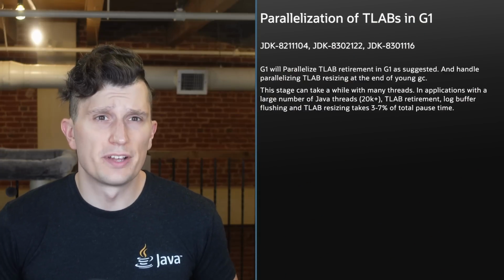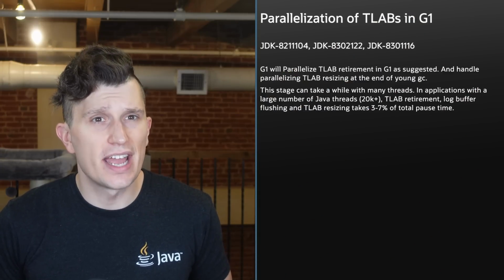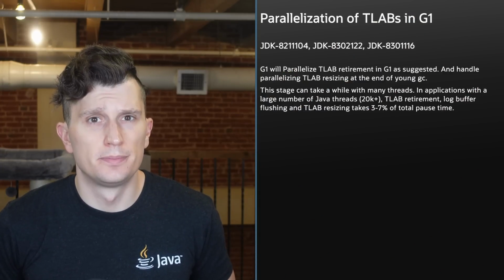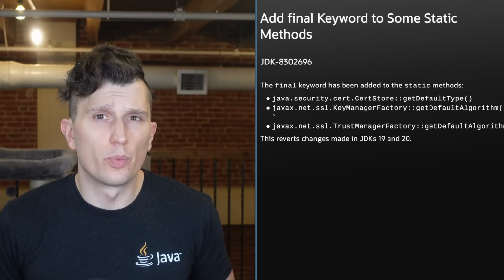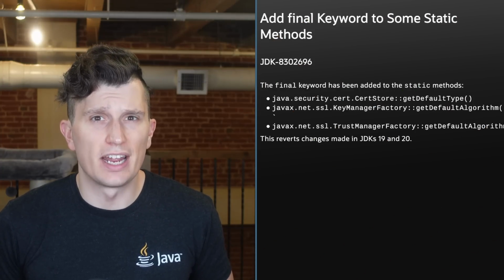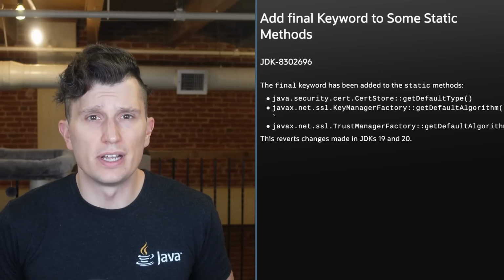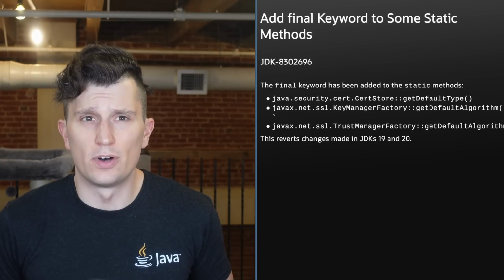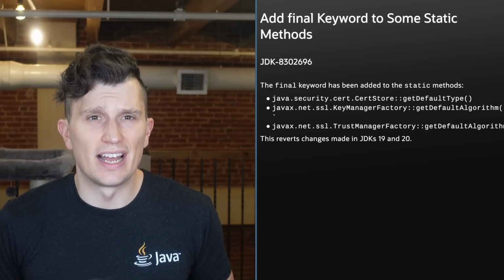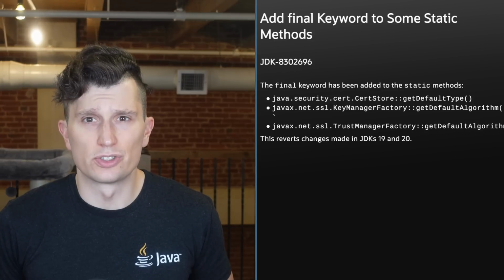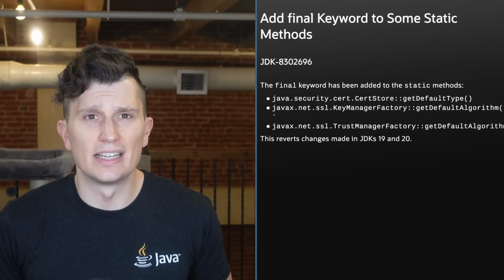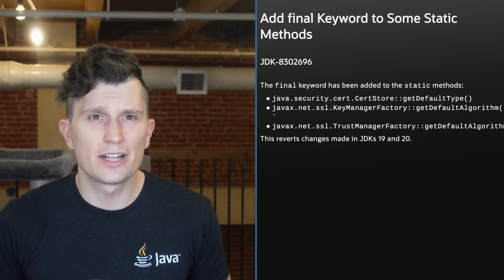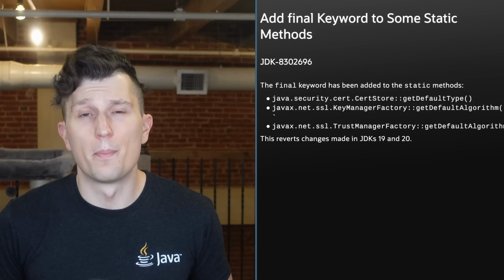The following root certificates have been added to the cacerts trust store. The final keyword was added to the static methods java.security.cert.CertStore.getDefaultType, javax.net.ssl.KeyManagerFactory.getDefaultAlgorithm, and javax.net.ssl.TrustManagerFactory.getDefaultAlgorithm methods.